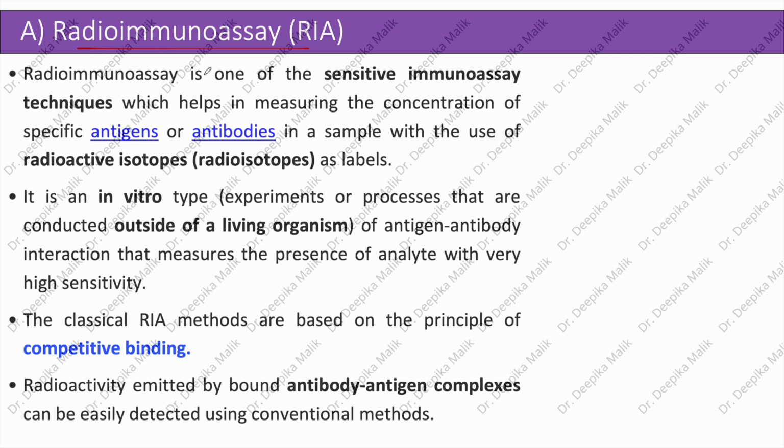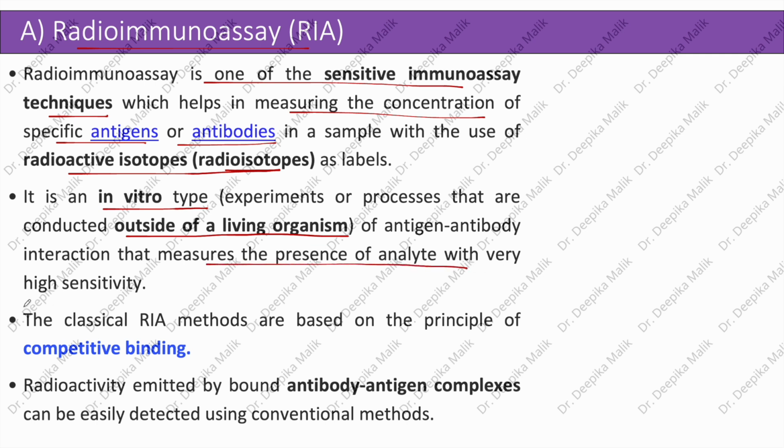Radioimmunoassay. It is one of the sensitive immunoassay techniques which helps in measuring the concentration of specific antigens or antibodies in a sample with the use of radioactive isotopes or radioisotopes as labels. It is an in vitro type of antigen-antibody interaction, which means experiments or processes that are conducted outside of a living organism, that measures the presence of analyte with very high sensitivity. The classical radioimmunoassay methods are based on the principle of competitive binding. Radioactivity emitted by bound antibody-antigen complexes can be easily detected using conventional methods.